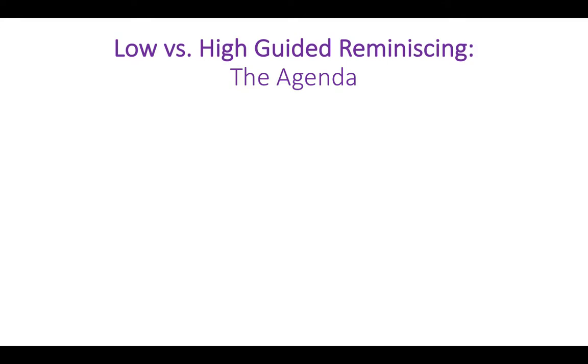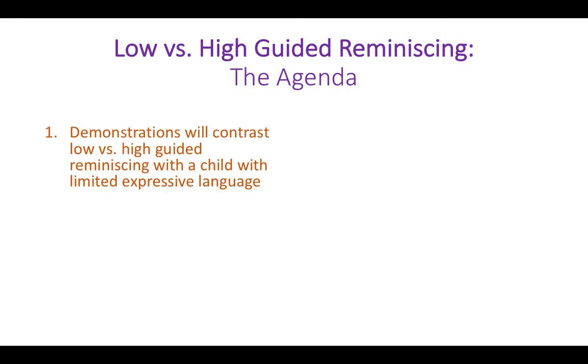Now, let's talk about using guided reminiscing when talking about events that have already happened. The following slides offer demonstrations of what low versus high guided reminiscing look like with children who are verbal but who also have limited expressive language, either because of their younger age or an expressive language deficit. Here, we hope you will see what low and high guided reminiscing could look like in that situation, and it also helps us highlight the features of adult talk that are desirable and not desirable.